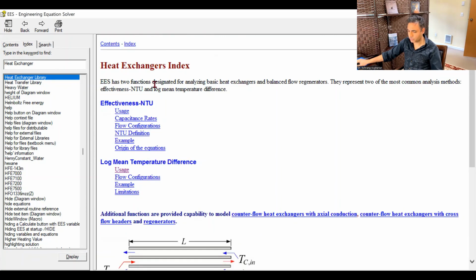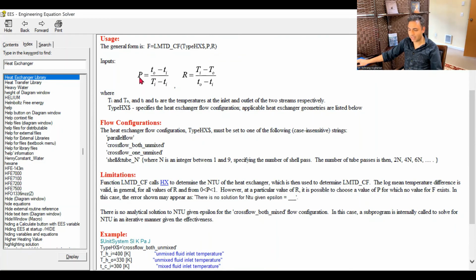I go to heat exchangers, and probably here it talks about how you can find the effectiveness NTU method, because there are a lot of equations of the effectiveness NTU method. You can find them in EES. That's a good thing. Log mean temperature difference, usage, and then you will find F equals LMTD CF. So that's why I call it an elusive function, because you can't easily find it in EES. And then they explain what P is, or whatever I said.